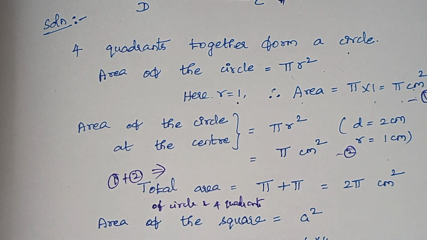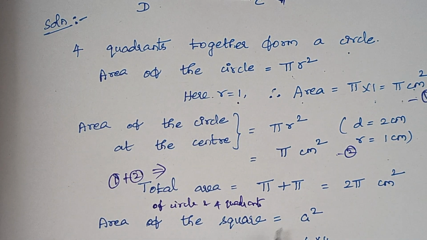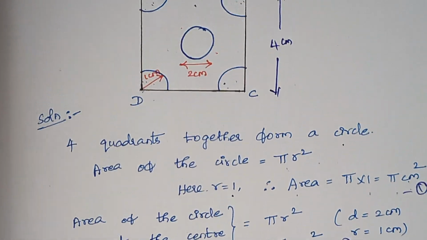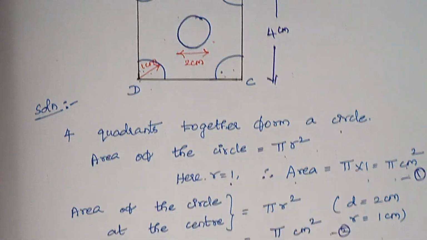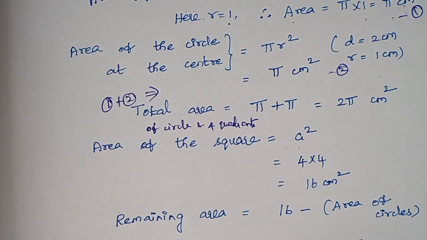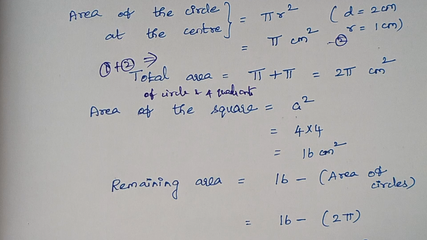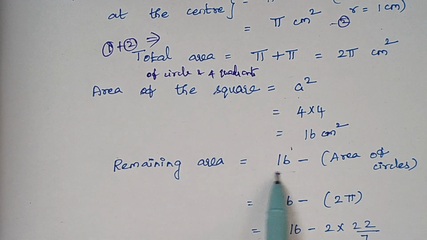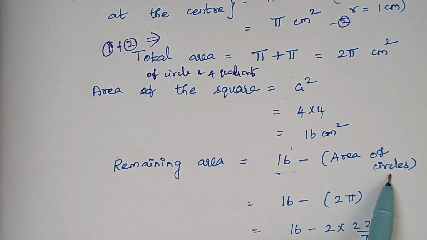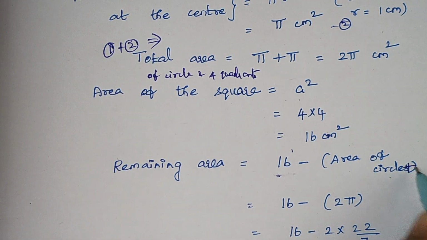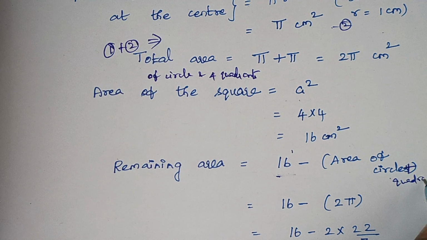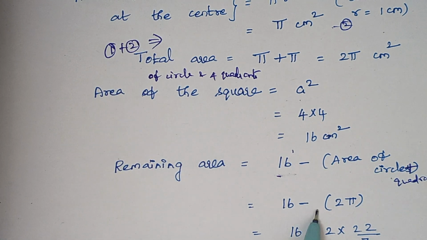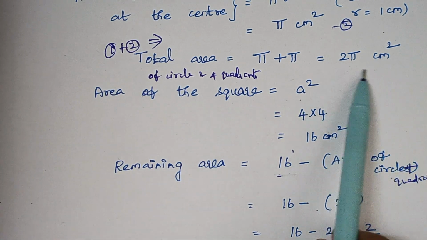Fine. Now we are going to find the area of the square. The formula is a square. So what is the value of side of the square? It is 4 centimeter. So 4 into 4 becomes 16. Therefore the remaining area of the square is given by area of the square, which is 16, minus area of the circle plus quadrants. So 16 minus this combination, which is 2 pi here.